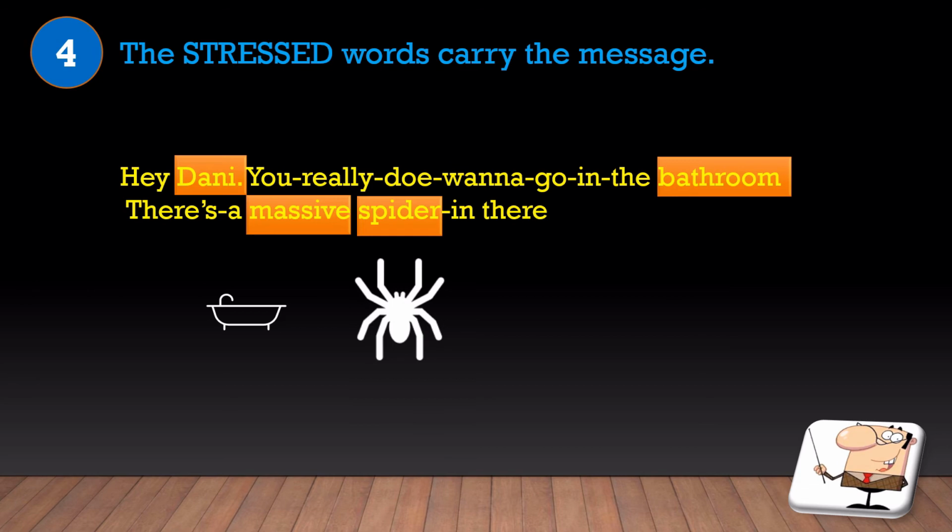So that's what you need to remember when listening to native speakers. It's the stressed words that are the important ones. And if you understand that, your listening skills should really improve.